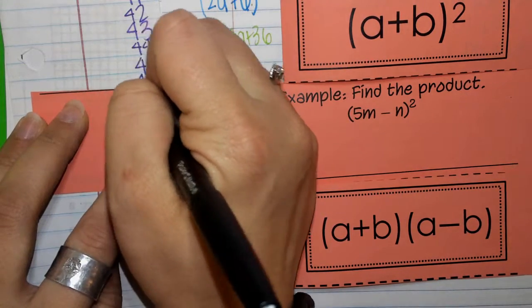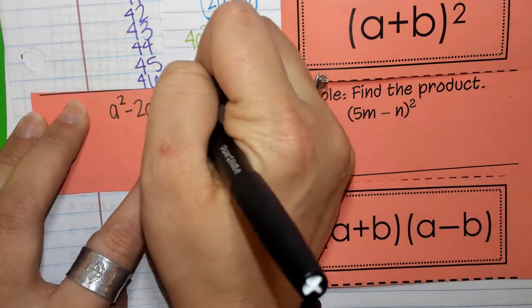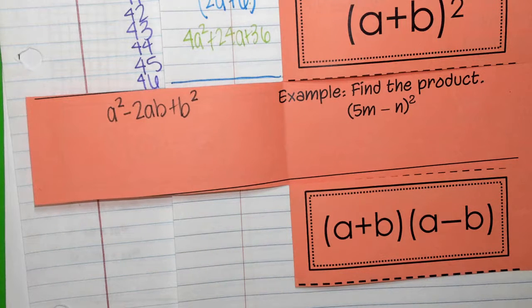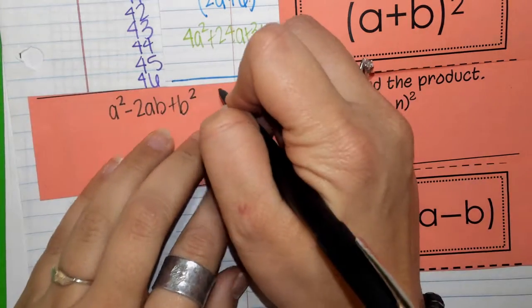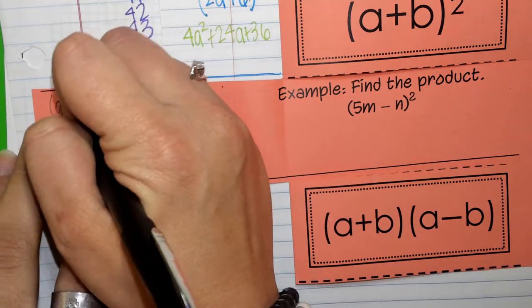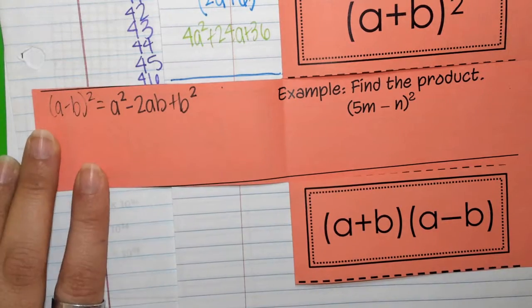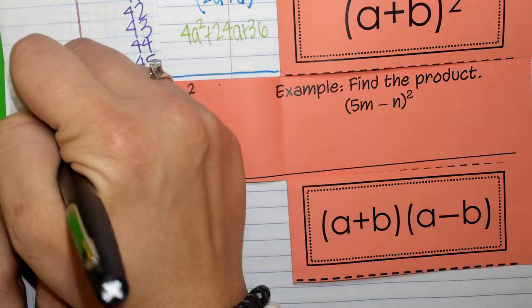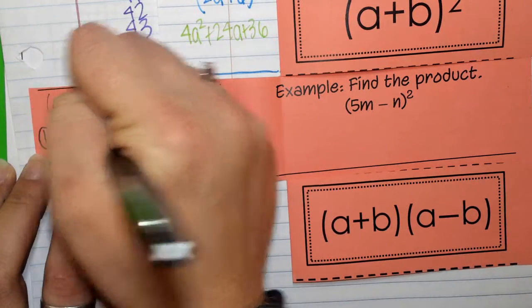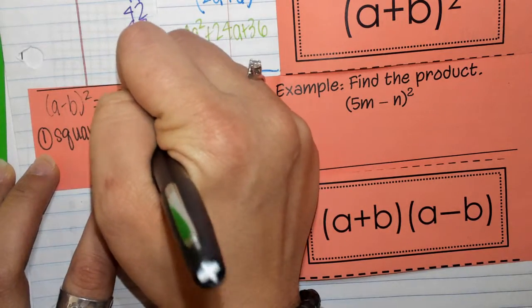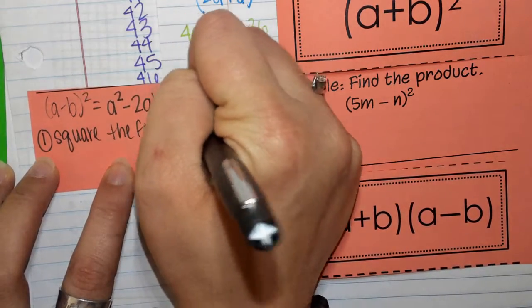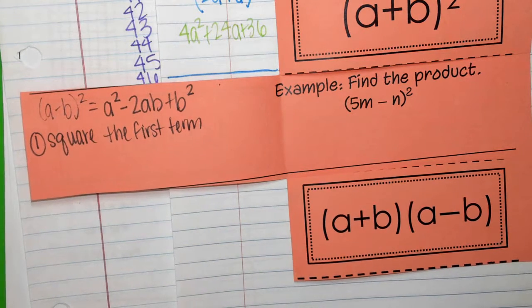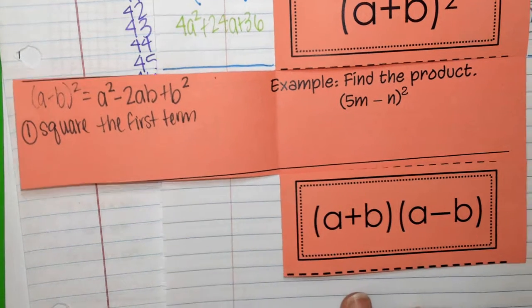A squared minus 2ab plus b squared. What did I change from the first one to the second one? A subtraction sign. That's it. Because this is a minus b quantity squared. So, step 1. You square the first term. You should be good at doing that by now.